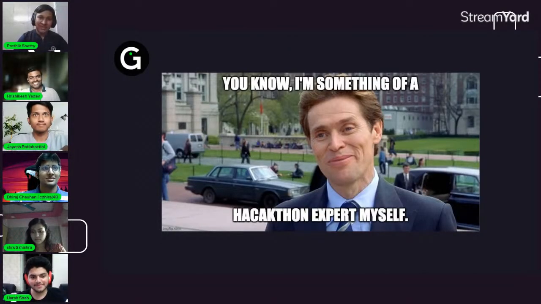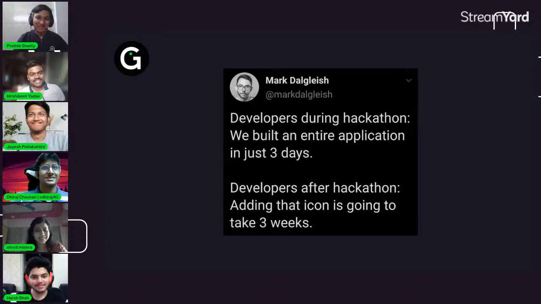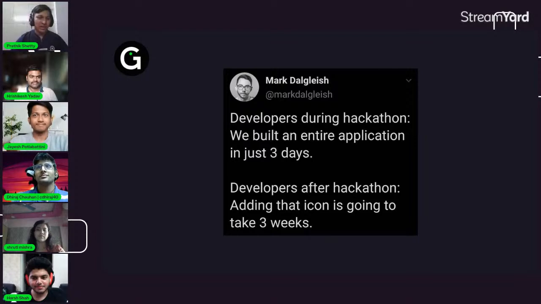you know, I'm something of a hackathon expert myself. So this is a great meme, and we will explain what it means. Now another meme is developers during hackathons. The common thing here is that developers build an end-to-end solution in a hackathon, but it takes them a lot of time to build it in real time, right? But how, in 24 or 48 hours, are they able to come up with a solution? This is the key point, and we will discuss further what the points are that actually make it possible.